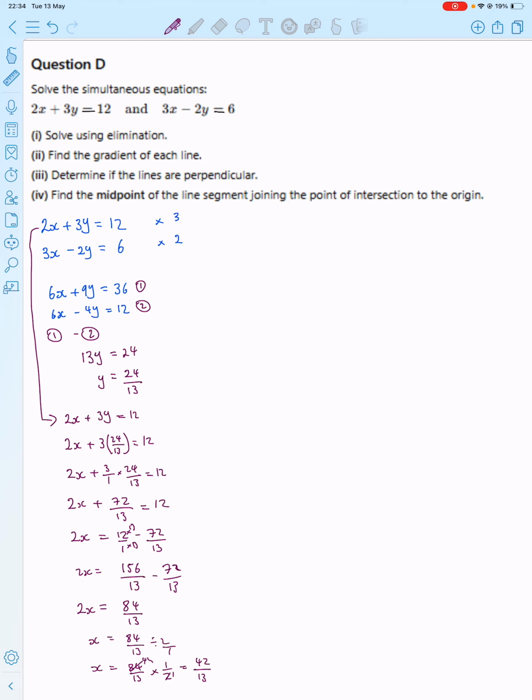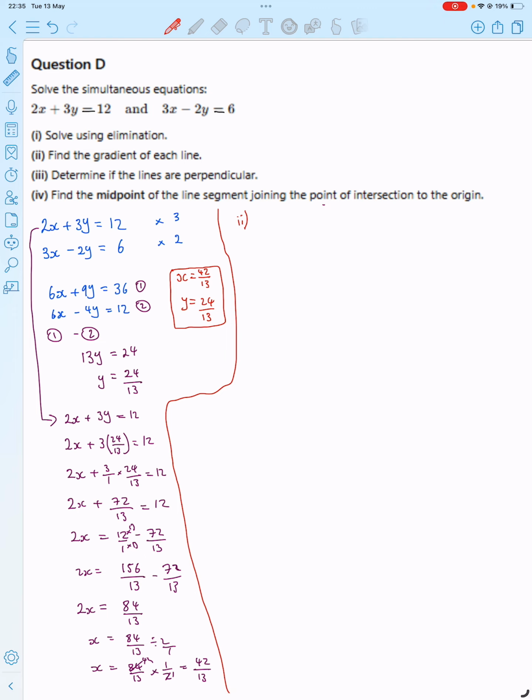So we have our final answer of, just to write it in a different color, x equals 42 over 13, y equals 24 over 13. Like that. Okay, next we have part 2.